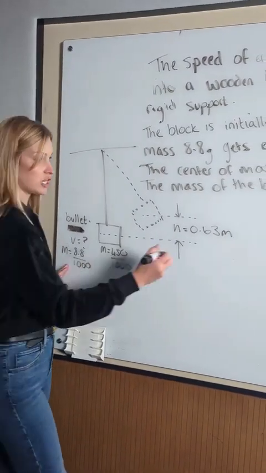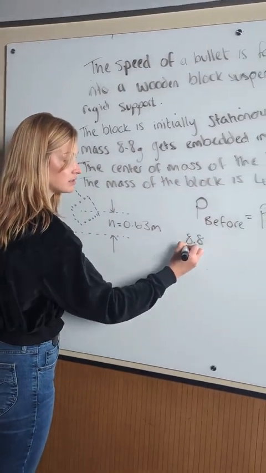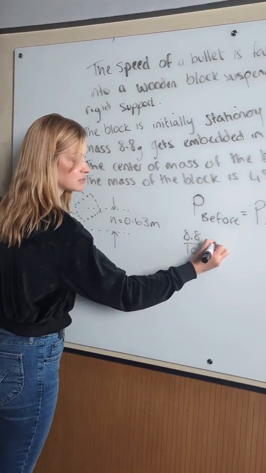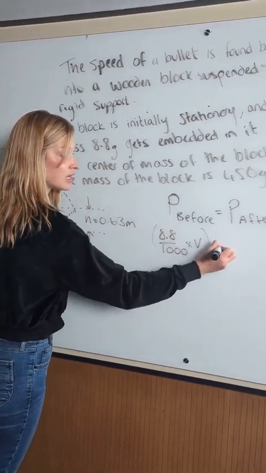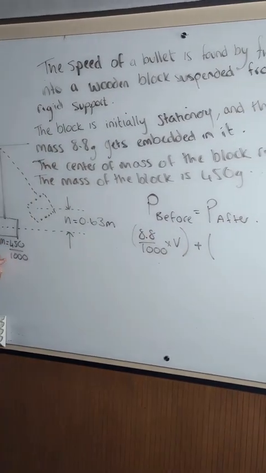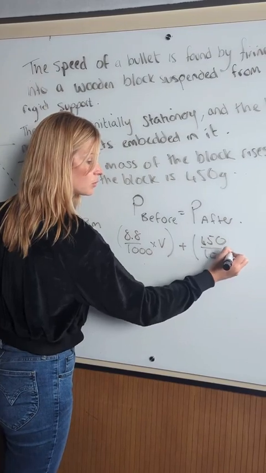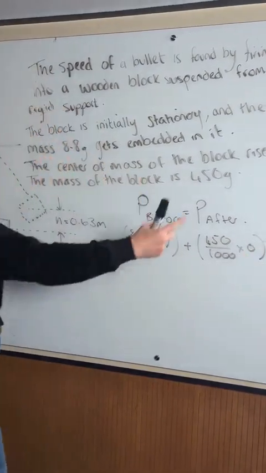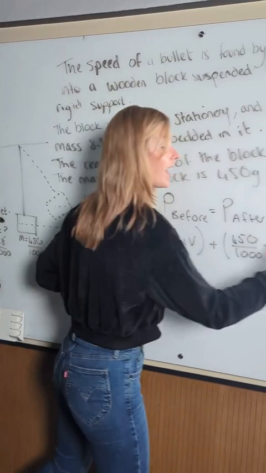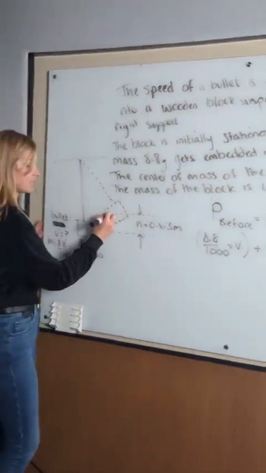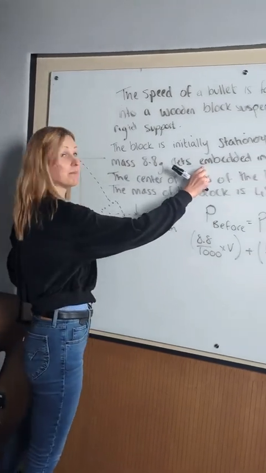So in the before situation, my momentum is mass times velocity. So I have the mass of the bullet times its velocity, plus the mass of the block times its velocity, which is 0, equals the momentum after. After, I know the bullet is embedded, so it says that the bullet gets embedded in the block.